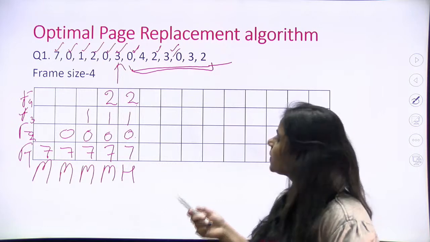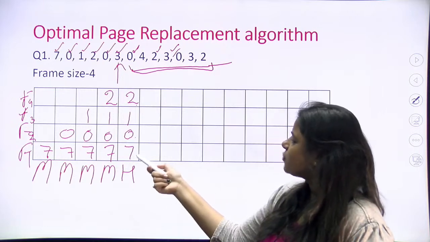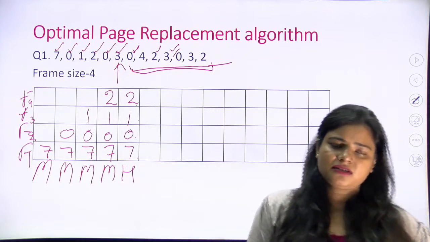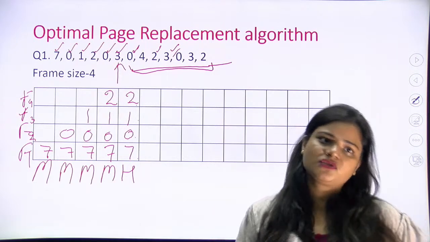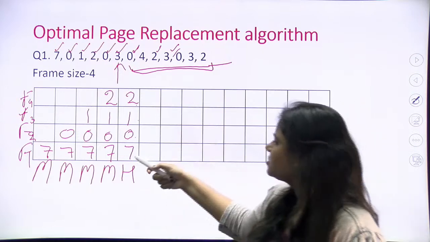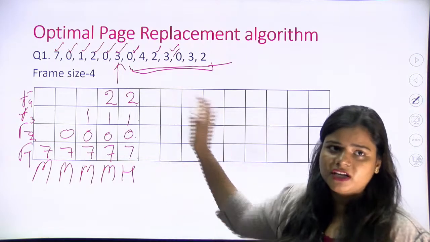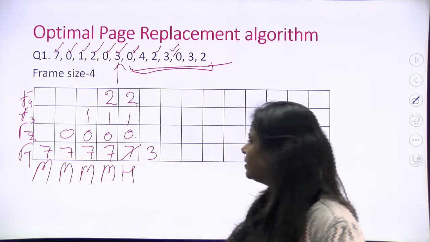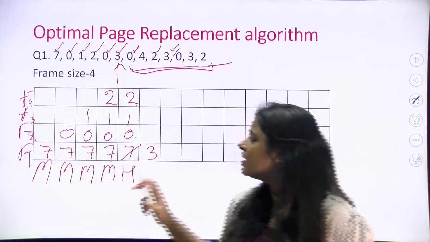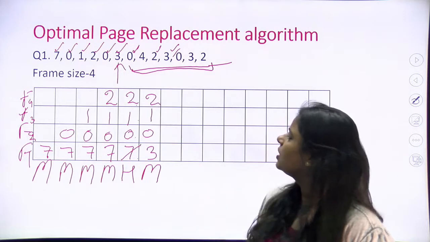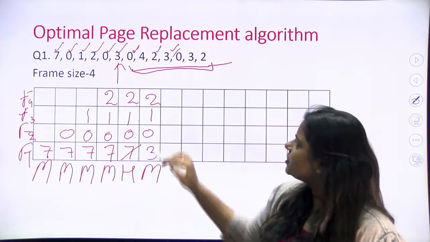Yes, Riya. Okay, so here I have the choice to replace 7 or 1. I can replace 7, this is my approach. I can also replace 1. You can also replace 1. I am just removing 7 and writing 3 over here, and it is a page miss. All the frames have the same values. So I have placed 3 over here.